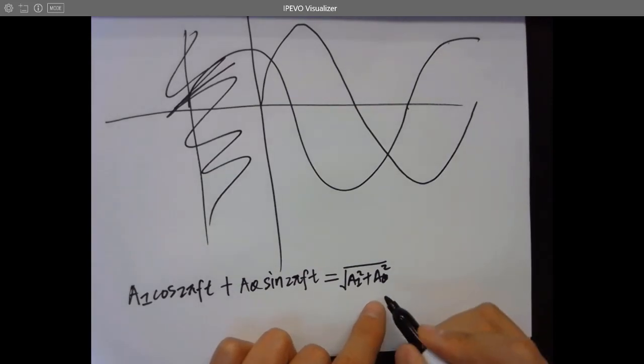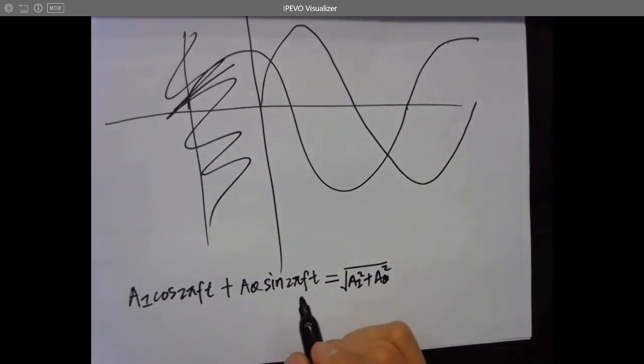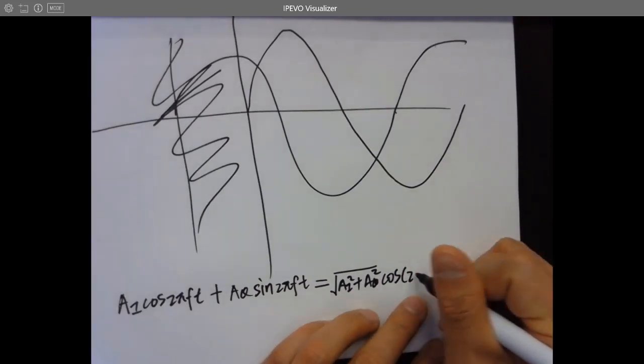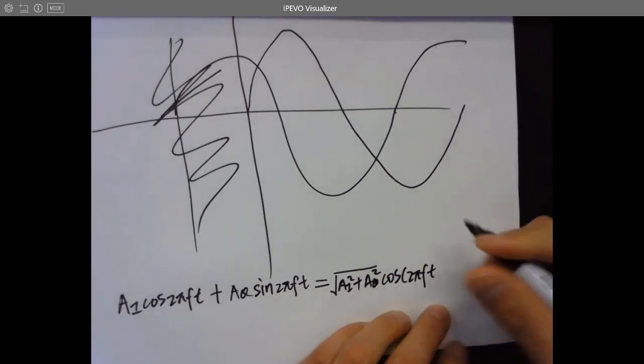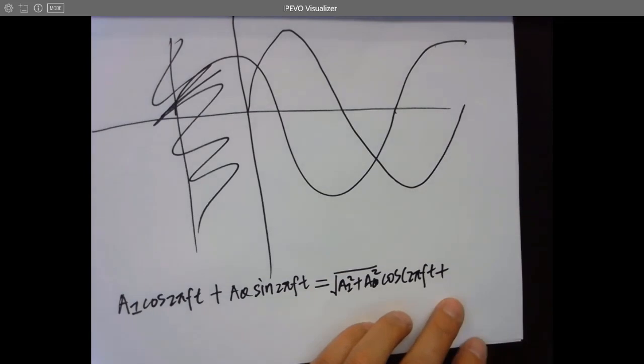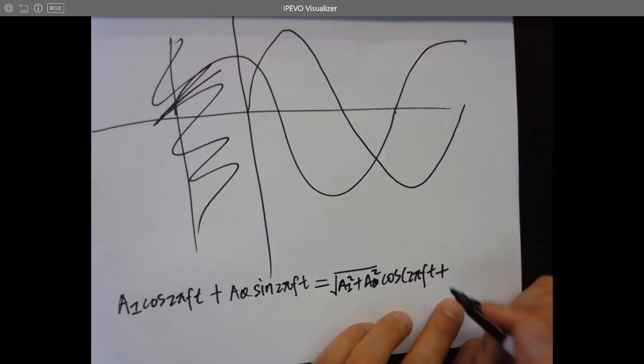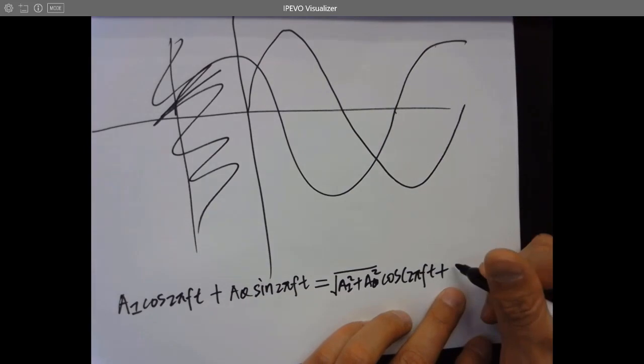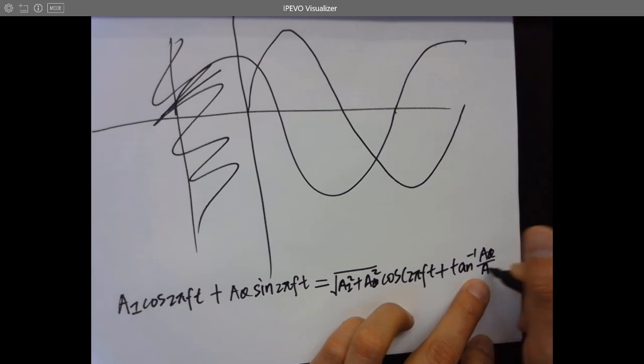And this is amplitude. What's the phase? I couldn't even remember that. Cosine, right? It's cosine 2 pi f t plus. Whenever you have a plus or minus inside the cosine or sine function, which means there is a phase shift, plus what? Plus tangent inverse of AQ over AI.